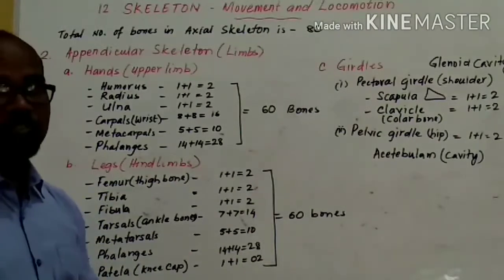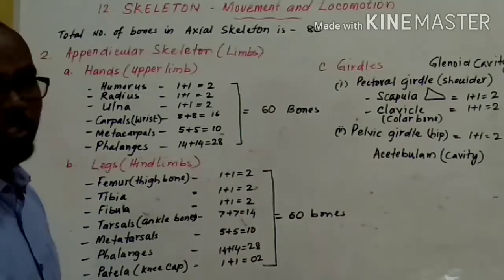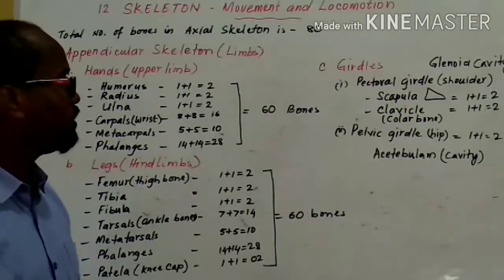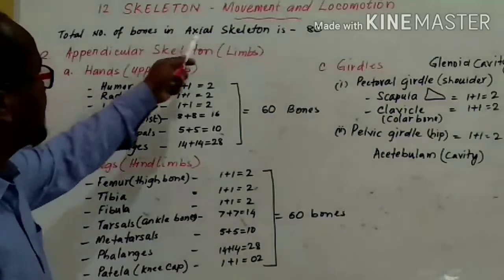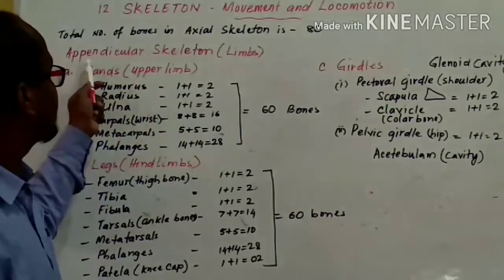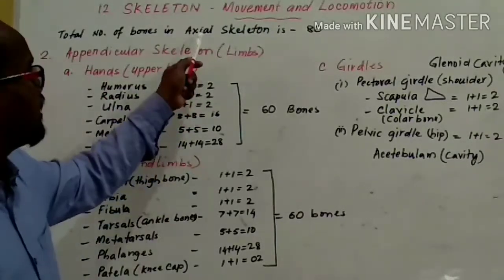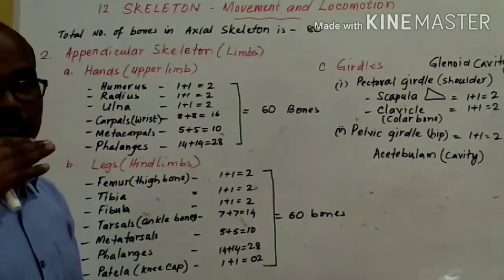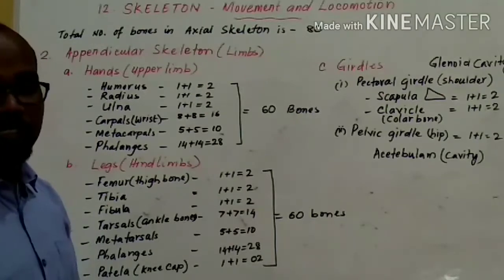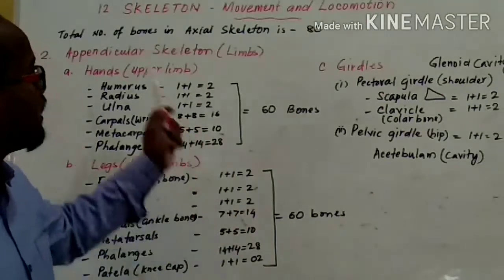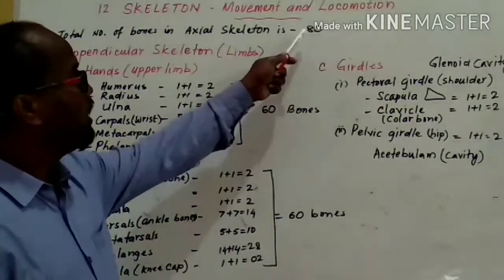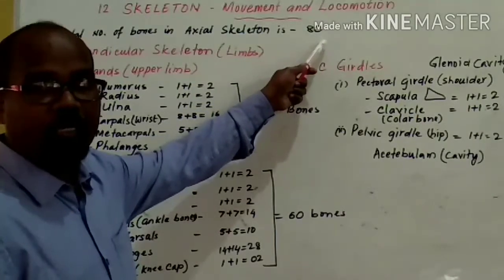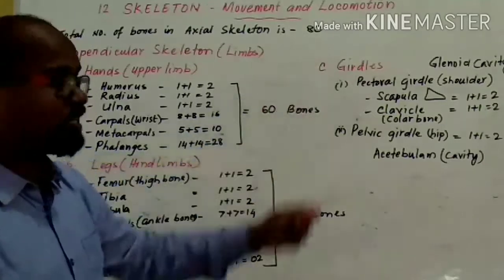In the previous video we had seen two groups of human skeleton. First one was axial skeleton and second is appendicular skeleton. In axial skeleton we have studied and we have tried to give the number of bones that are there in different places, and if you have counted, there are 80 bones in the axial skeleton.